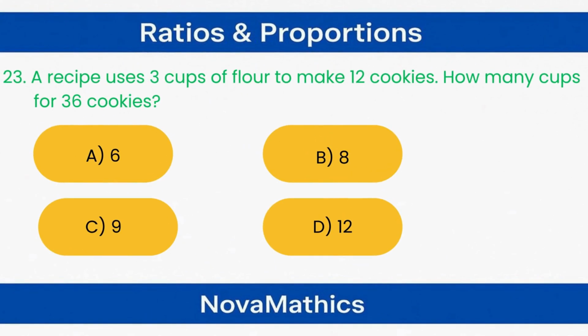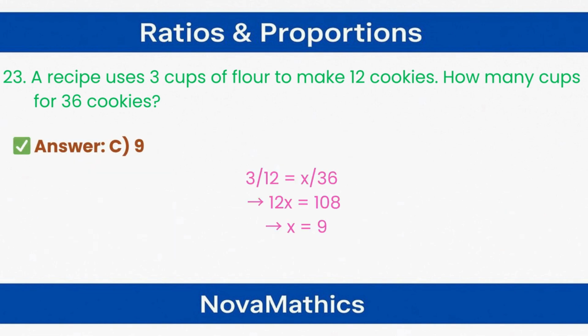23. A recipe uses 3 cups of flour to make 12 cookies. How many cups for 36 cookies? Correct answer is 9. 3 over 12 equals x over 36. Cross multiply. X is 9.